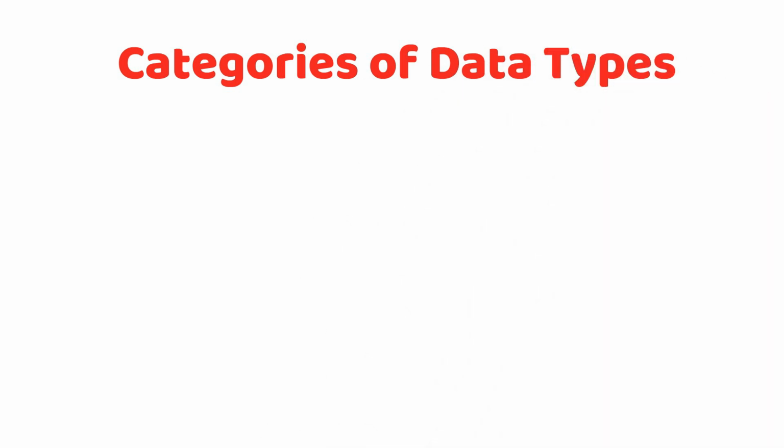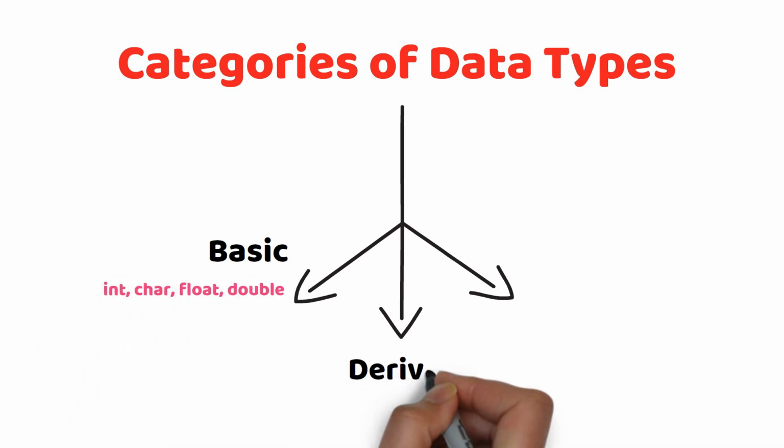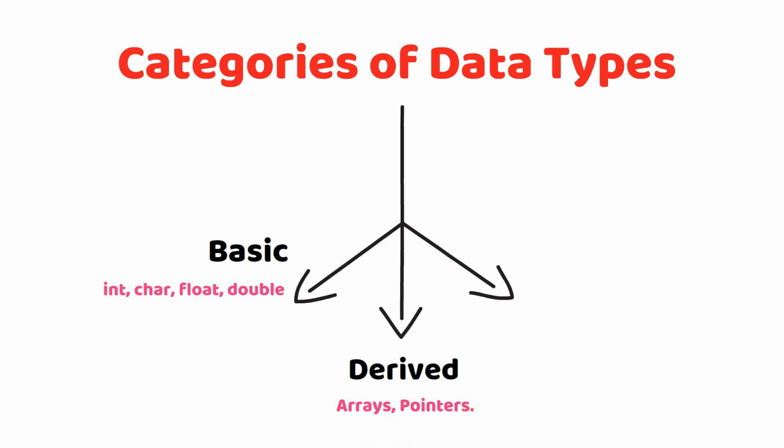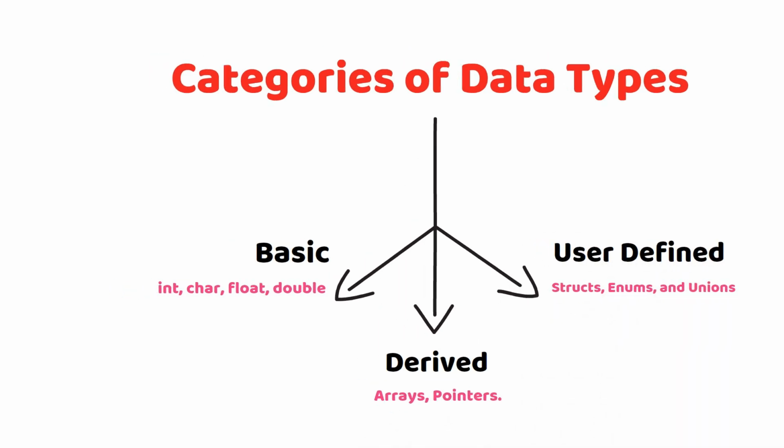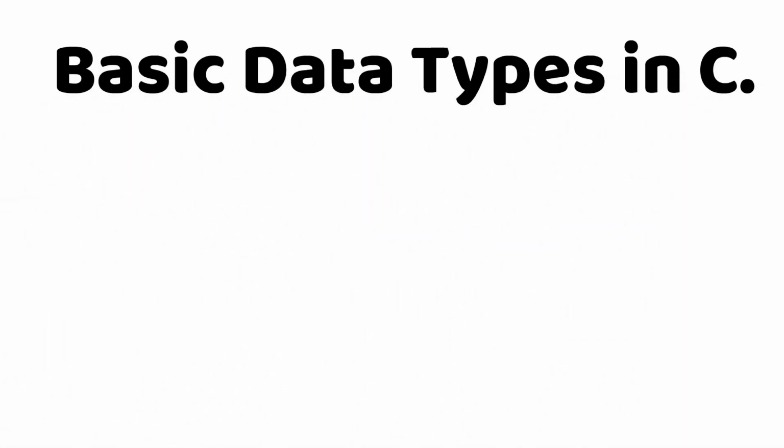They are categorized into three types. Basic data types, which consist of int, character, float, and double. Second is derived data types, which consist of arrays and pointers. And the third type is user-defined data types, which consist of structs, enums, and unions. Let's look at some of the basic data types in C in detail.